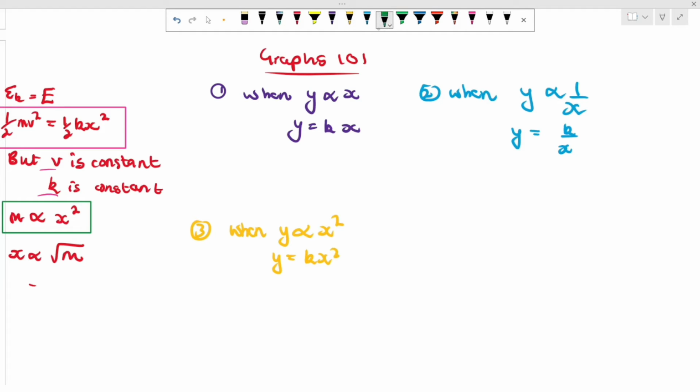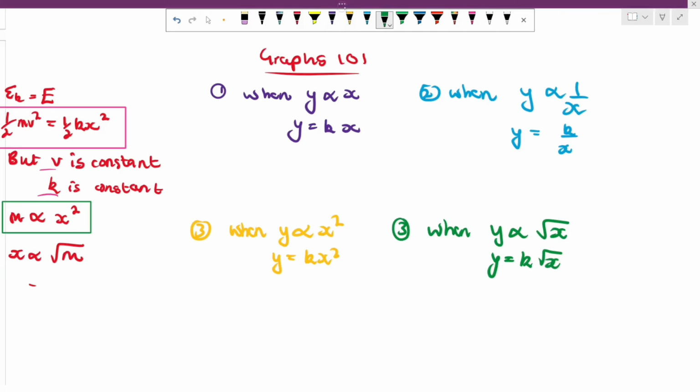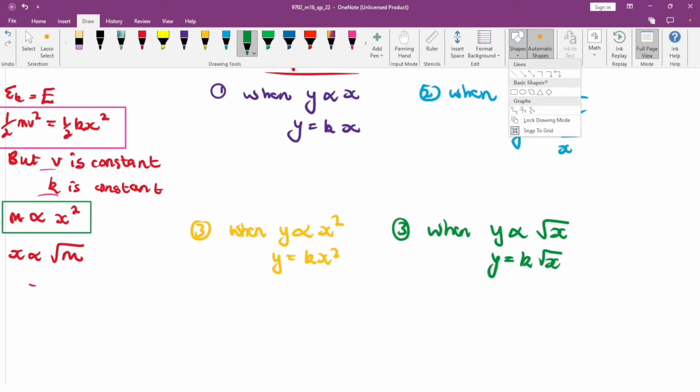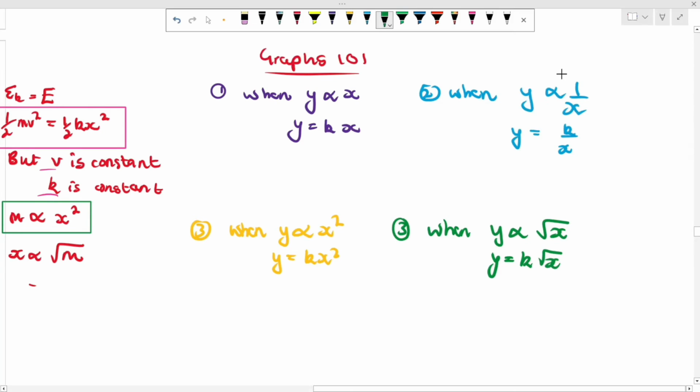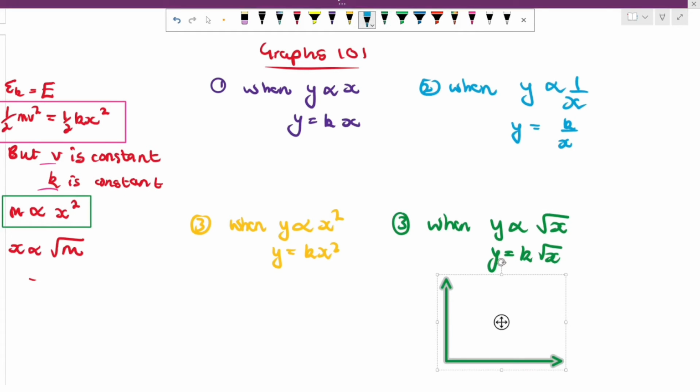And then number 4, we're going to have when y is proportional to the square root of x. So y will be equal to k, the square root of x. K can be 1 as well, right? So we're going to draw specific graphs, right? And then we're going to sort of make relationships.